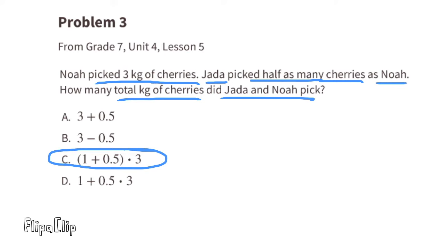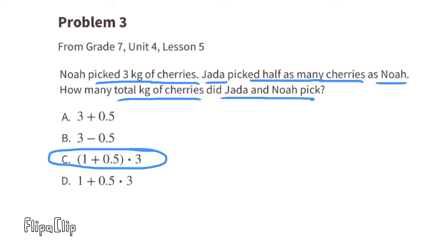First, look inside the parentheses. You have a 1 plus 0.5. That's like 1 plus a half. And it says here that Jada picked half as many cherries as Noah. So the 1 represents Noah, and the 0.5 represents the amount of cherries that Jada picked. The information also tells us that Noah picked 3 kilograms of cherries. Look outside the parentheses where it says times 3.